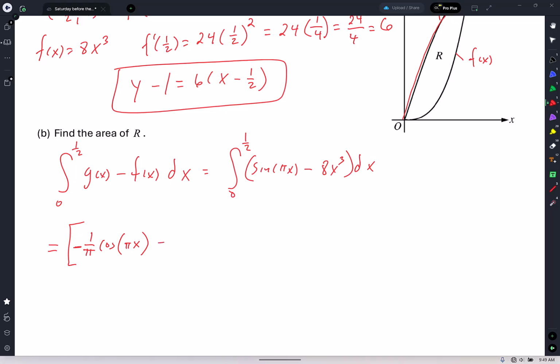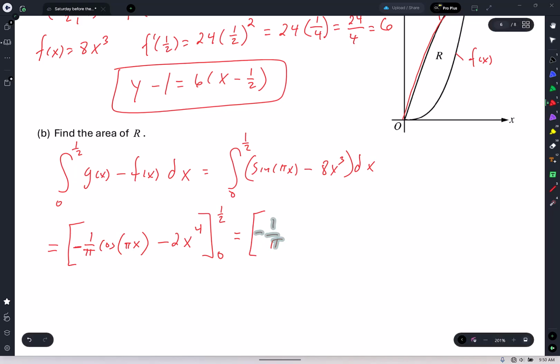And then minus antiderivative of 8x cubed, add 1 to the power, that's 4, and divide by 4. What's 8 divided by 4? 2x to the 4th. Close it. Lower limit 0, upper limit half, equals negative 1 over pi. I'm doing, yeah, let me put a bracket here and parentheses. So I'm doing upper minus lower, guys.